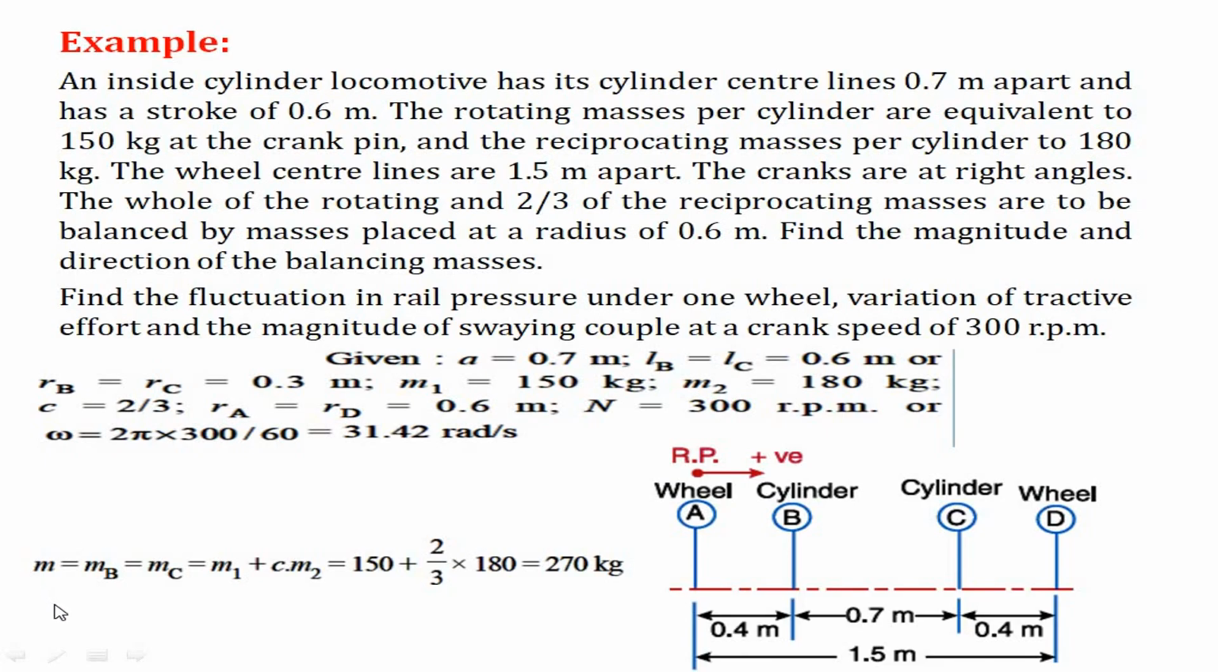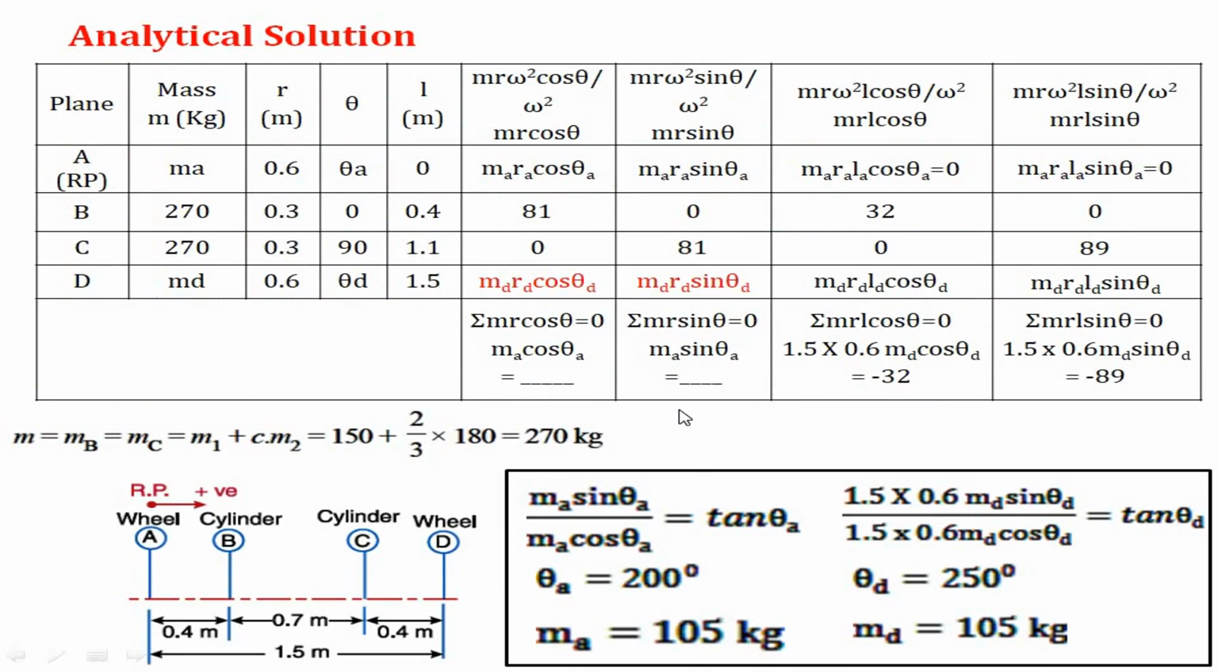Then we have to calculate the masses to be located in the planes of cylinders, where we have already gone through this calculation: the whole of the rotating mass and 2/3 of the reciprocating masses are going to be 270 kg. So 270 kg is going to be located in plane B and plane C. First of all, we are going to discuss the analytical solution.